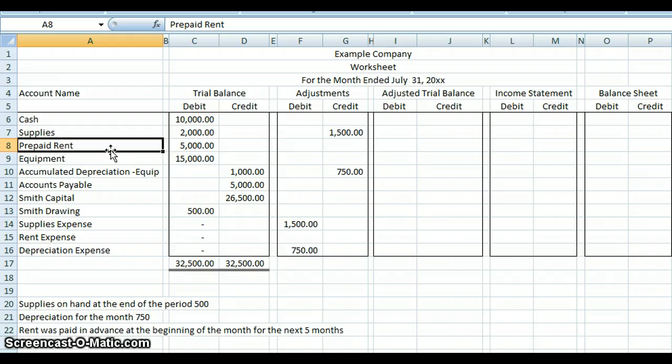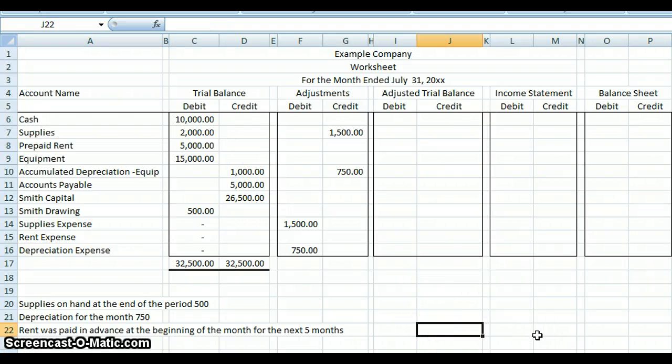So this says rent was paid in advance at the beginning of the month for the next 5 months. So what I'm going to say, okay, well, if I have $5,000 in rent and it represents the next 5 months, I'm going to divide it by 5. So my rent expense is going to be $1,000 a month for the next 5 months, at which point I'll probably have to make another large rent payment and start all over again. So if I look at prepaid rent, it is an asset. It has that $5,000 balance.